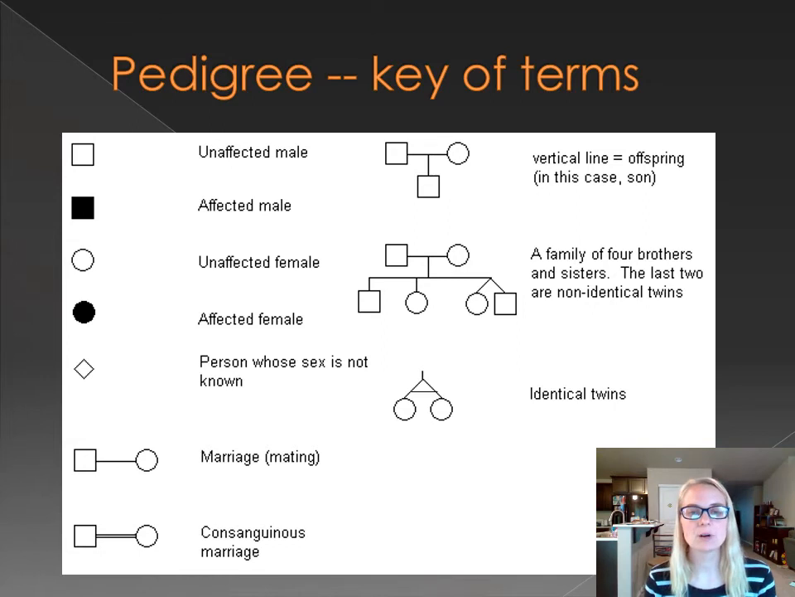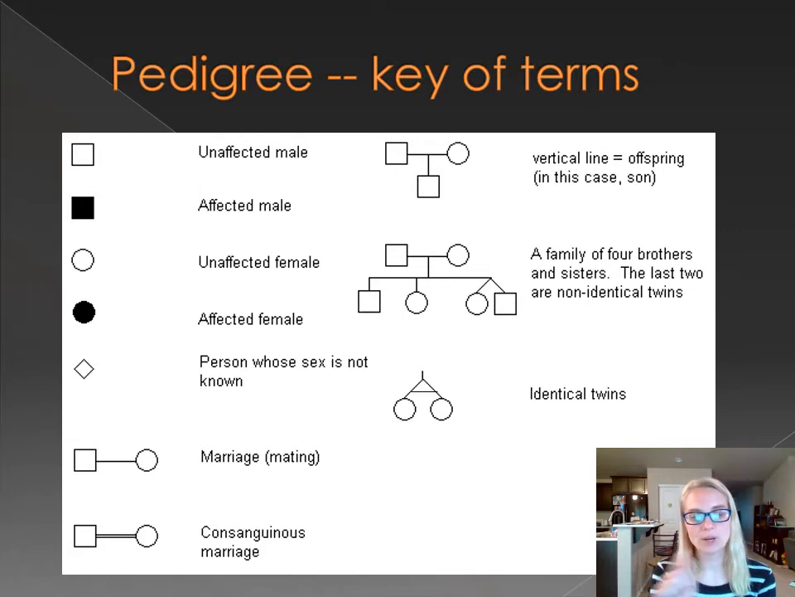If you are an empty shape, like an empty square, circle, or diamond, then for whatever trait you are tracking, you are unaffected, which means you do not have that characteristic. If the shape is shaded, it means you have that trait. So they're just saying unaffected or affected. If you're tracking freckles and you had freckles, your shape would be shaded. If you didn't have freckles on your face, your shape would be empty. If you had a widow's peak or a straight hairline, whatever the trait you're tracking, if you have it, you would be shaded. If you don't, you'd be an empty box or an empty circle.